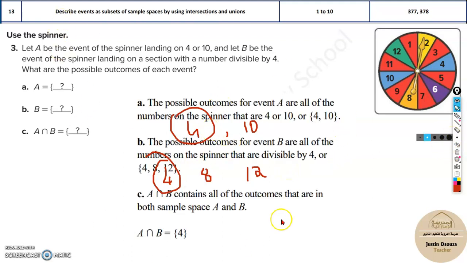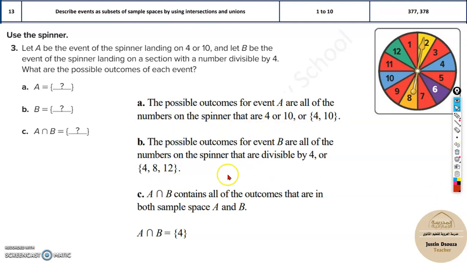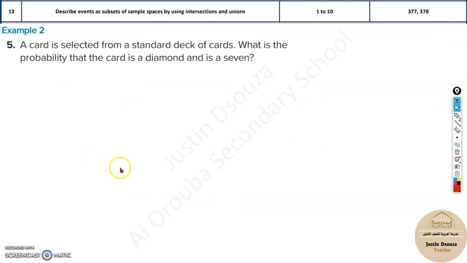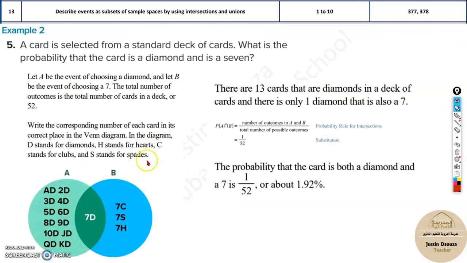You do not need to solve in detail. Just write these sample spaces and directly you can find the answer, because the options will be given to you and you need to select the correct option. Same way over here, all the explanations are given. You can check this in the presentation.